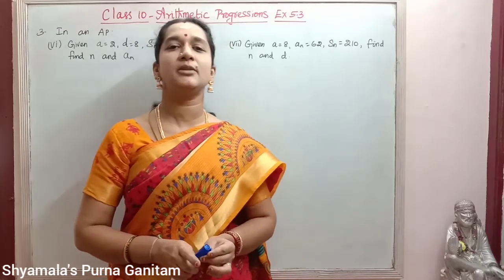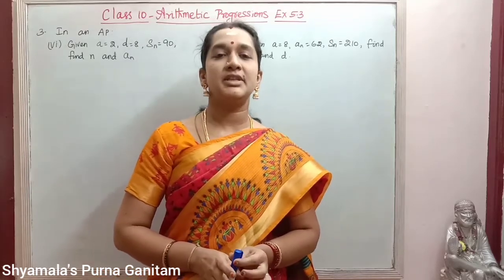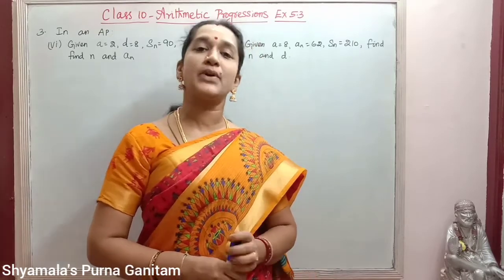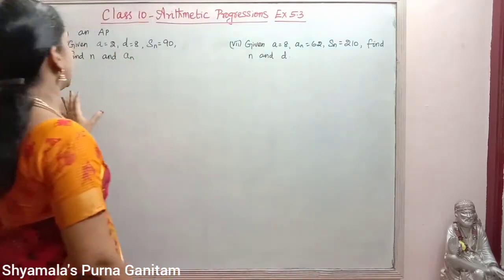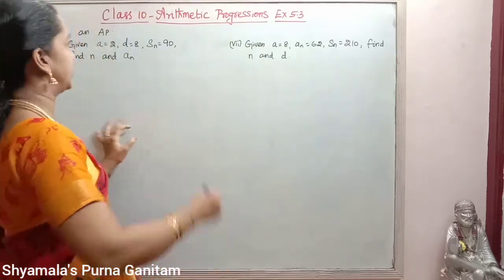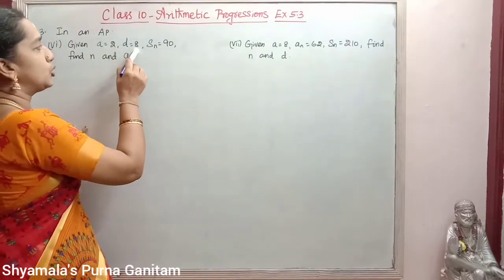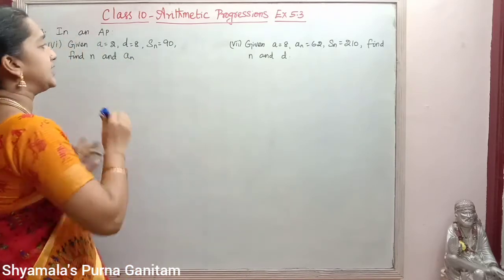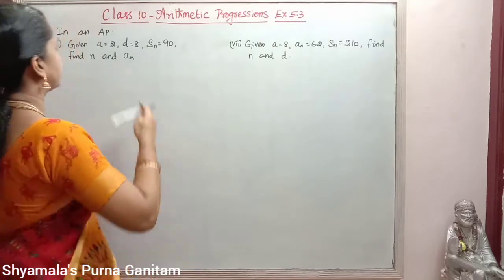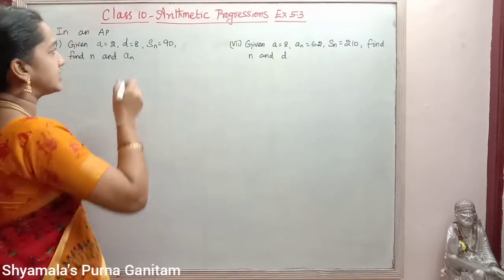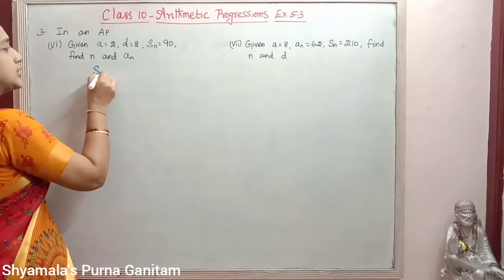Students, in this class I will be doing class 10 CBSE syllabus 5th chapter Arithmetic Progressions exercise 5.3, third subdivision, the 6th sum. Given a is equal to 2, d is equal to 8, Sn is equal to 90, find n and an. Okay, so a is 2, d is 8, Sn is 90. Since Sn is given, we will use that formula.